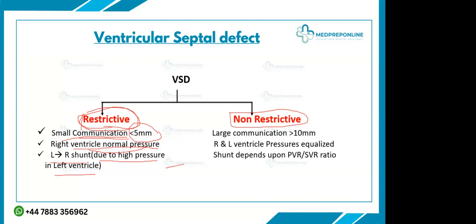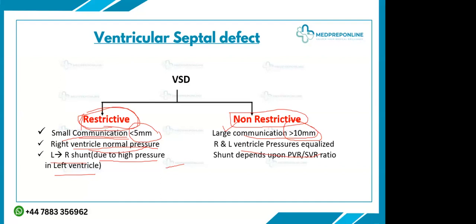And when there is a large communication, greater than 10 millimeter, we are going to call it a large VSD, and it will be pressure non-restrictive, because the right and the left ventricular pressures will almost become equalized with the passage of time, not at presentation, because of a very large shunt shunting the blood from the left ventricle to the right ventricle. This is the type of VSD, the large VSD, which is going to present with heart failure.